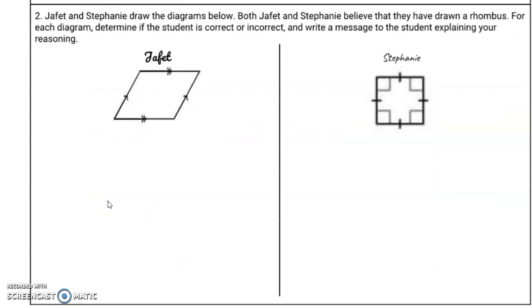Moving on to the next question here, this was a question that required you to watch the video about the different types of quadrilaterals. If you had done so, you would have known all of these vocabulary words, including rhombus. If you had not, then you wouldn't have known how to do this question. Pause the video, try this out, and then see if you got it right.